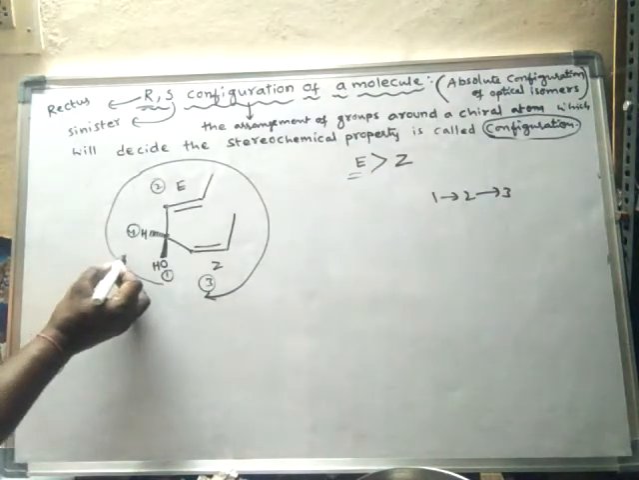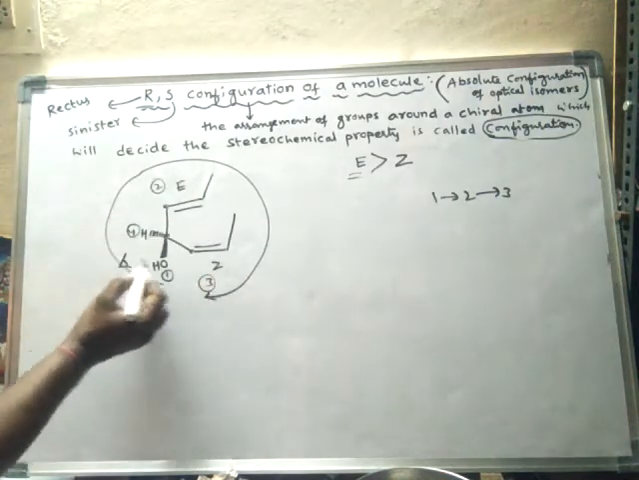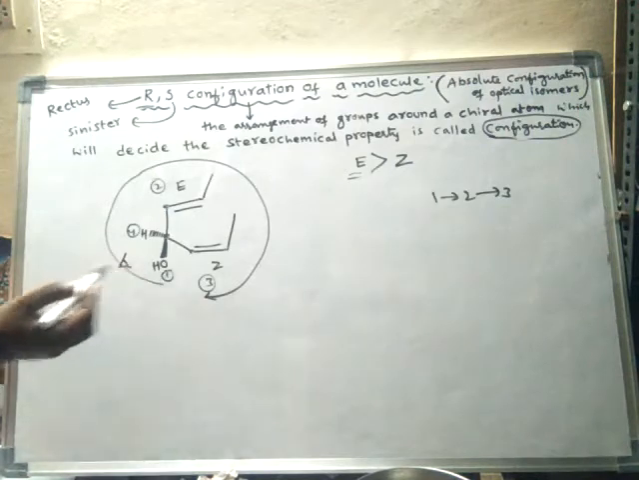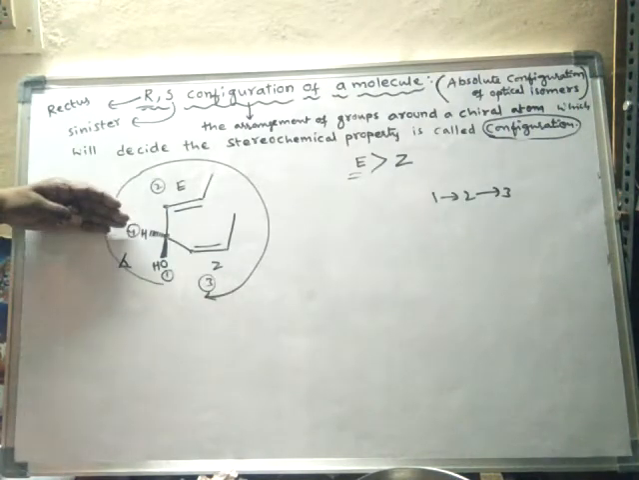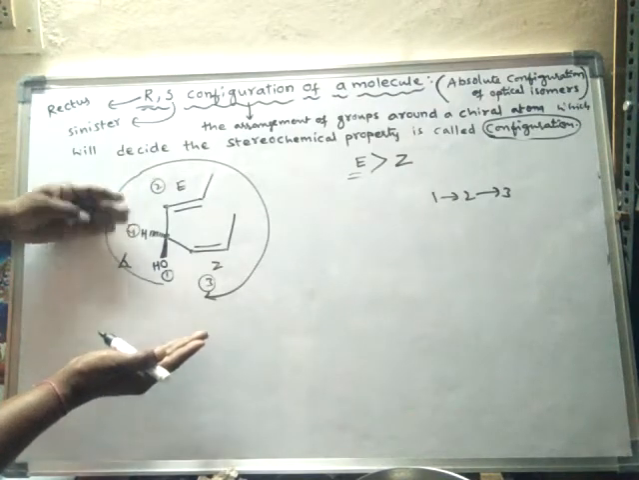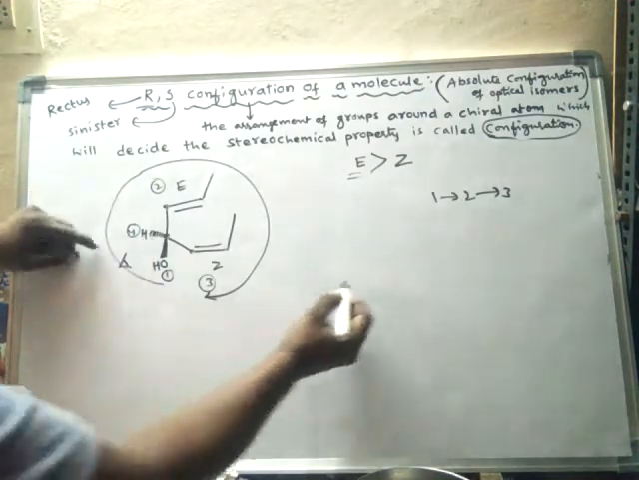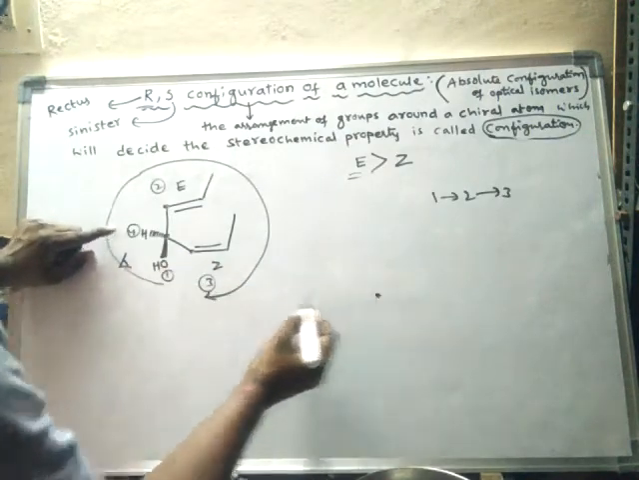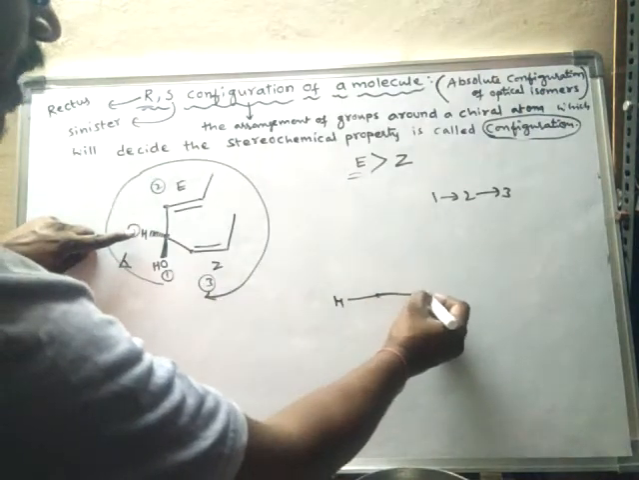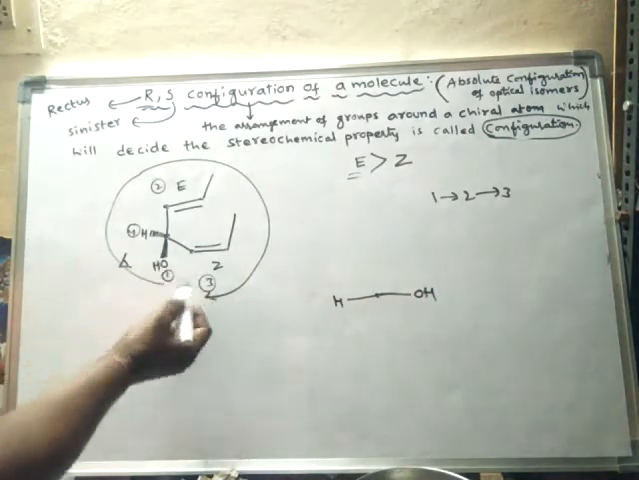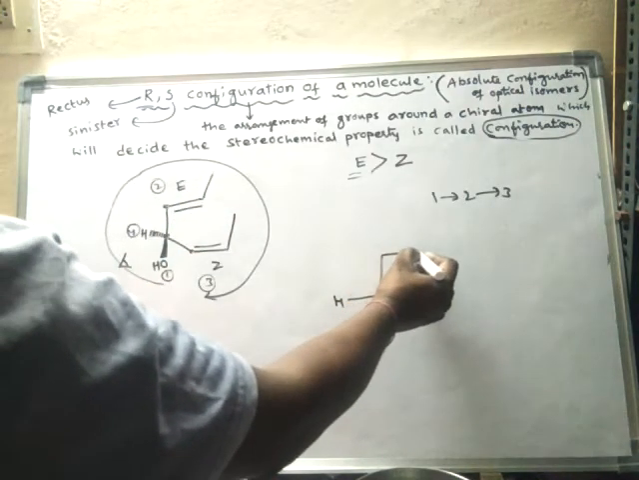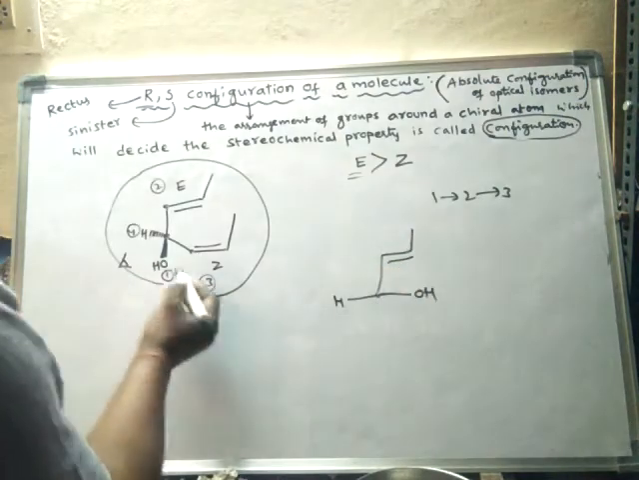We have to view this molecule through the wedges. If you view the molecule through the wedges, then this will be towards the left side, and this will be towards the right side. So that means if this is the chiral carbon, this hydrogen is towards the left side, and this OH should be written towards the right side. Now this will be the top and this will be the bottom.